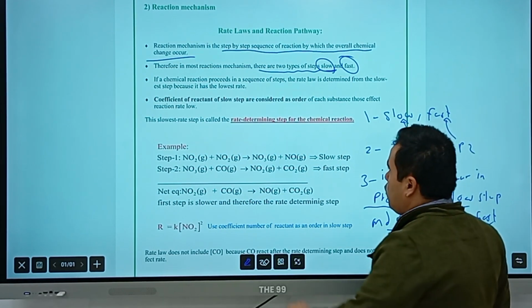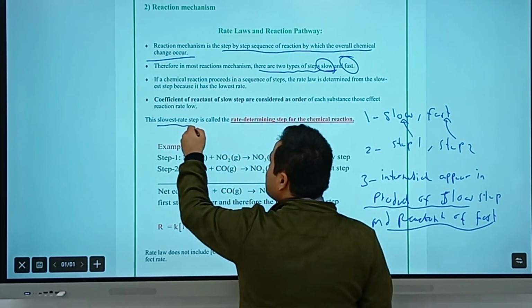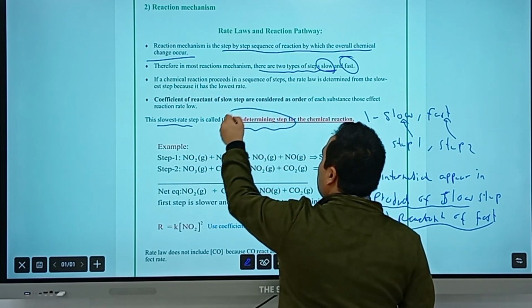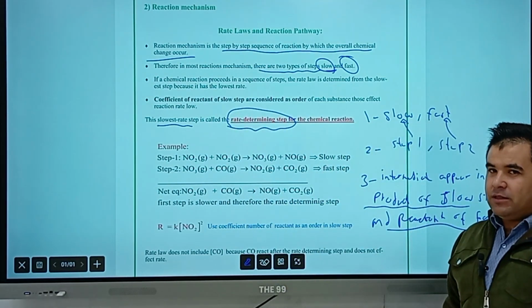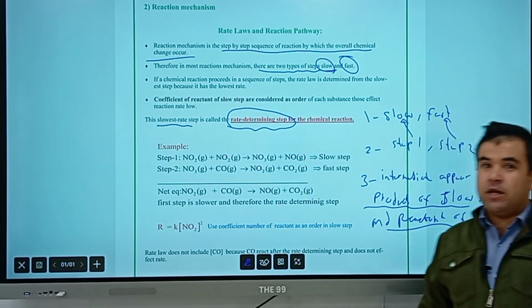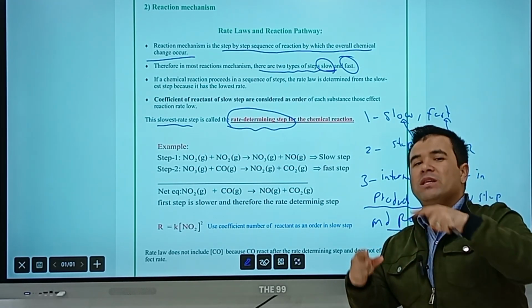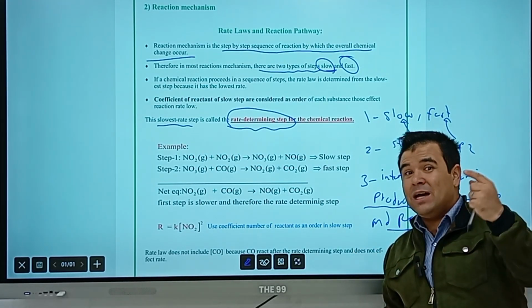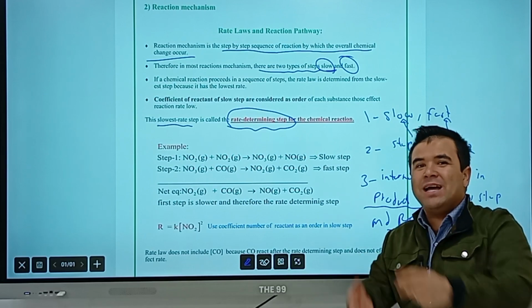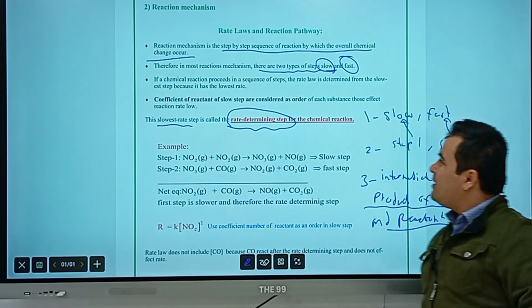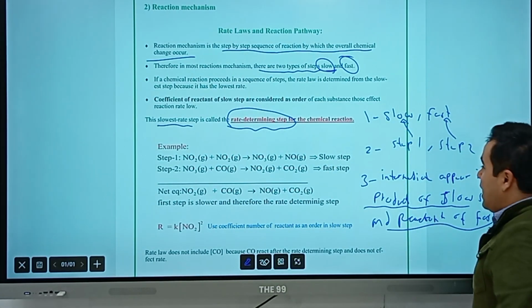In some cases, we refer to the slowest step as the rate determining step. Why? Because it's another name for the slow step. The rate of the reaction depends on the slowest step, and the determining of the rate depends on that step. That's why we call it the rate determining step.